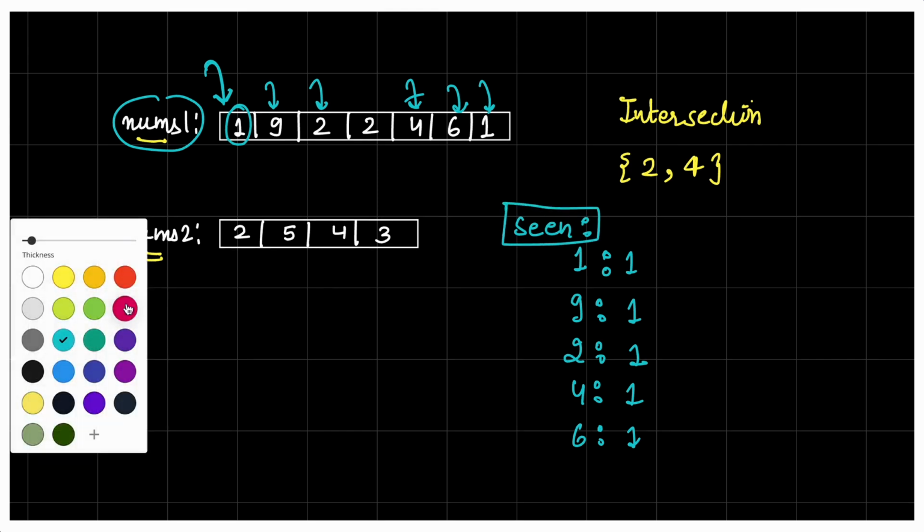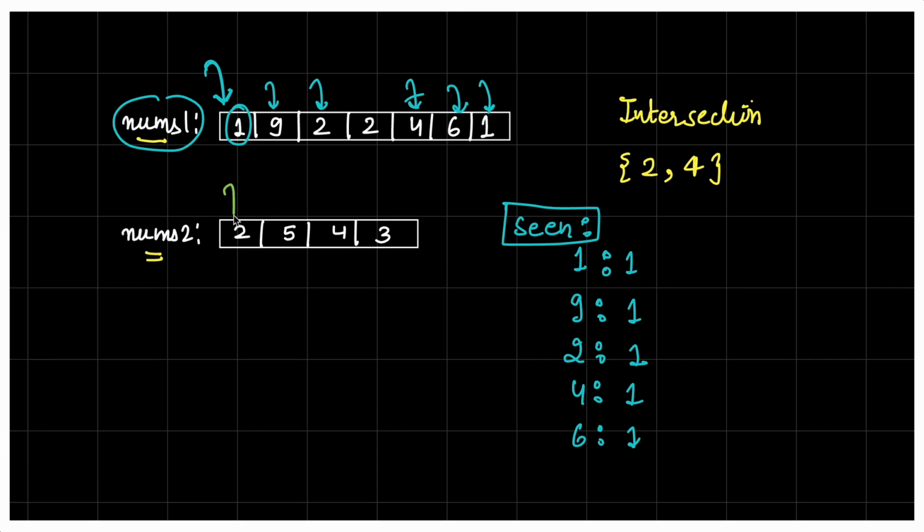Now what should be our second step? Now we'll try to see what are the common elements which we have already seen and which we are encountering in nums2. So 2. We'll go and check whether 2 is already present. Have we seen 2 in nums1? We'll go and check it. Yes, we have seen it, and the value is 1. So 2 will be part of our result array.